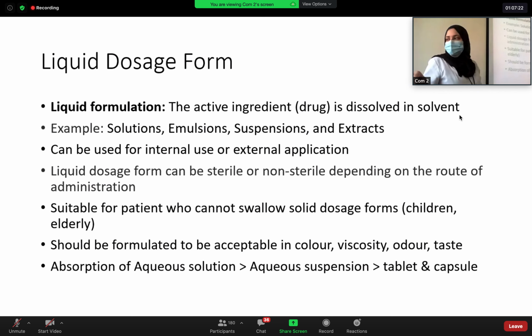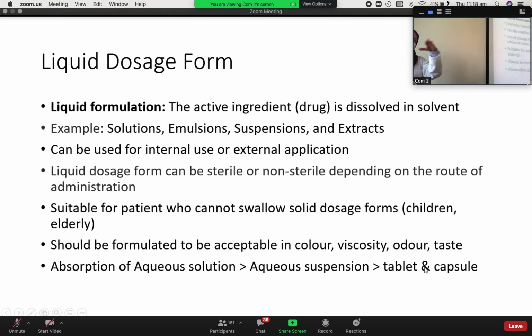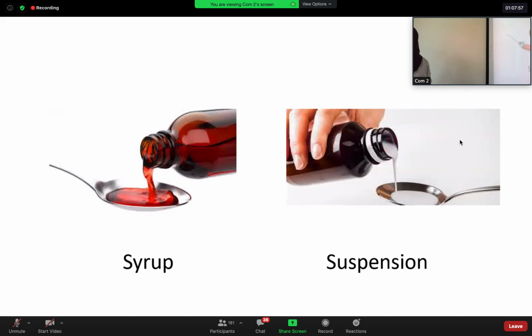This is just a matter of comparison here between the absorption of the aqueous solution. As I mentioned, with the liquid formulation, the active ingredient is dissolved in a solvent, and that solvent can be aqueous, like a syrup, for example, or can be in the form of a suspension. Here, the absorption from the suspension will be less because of its formulation, and the tablet and the capsules will be the least. So that is the absorption rate comparison.